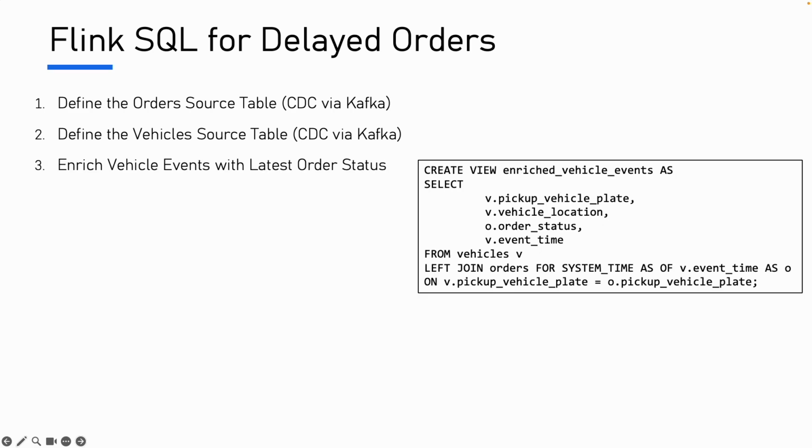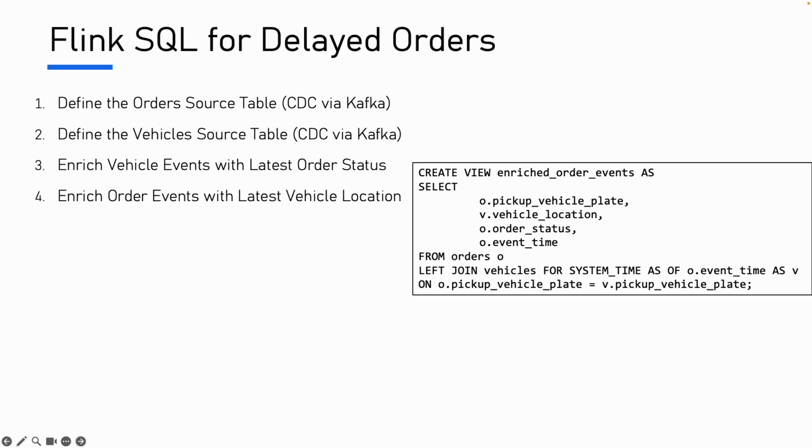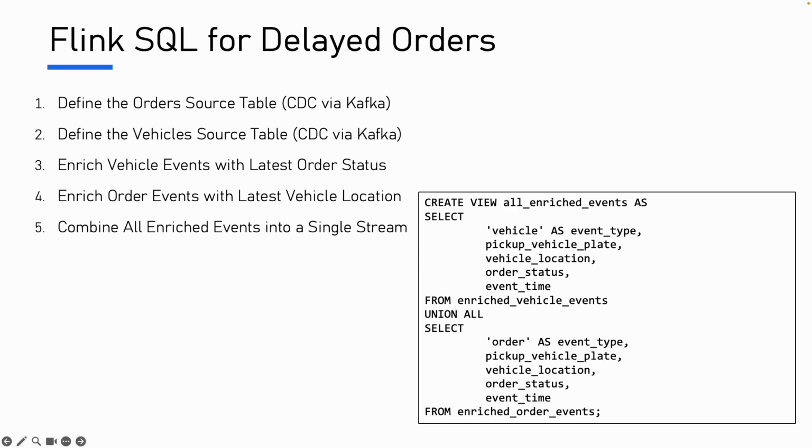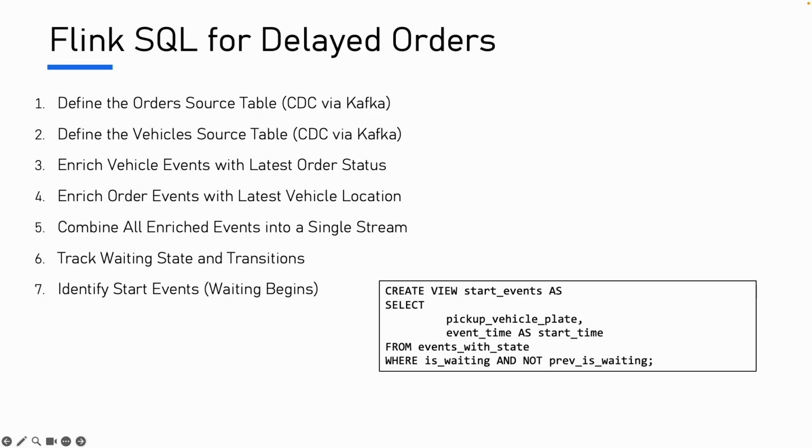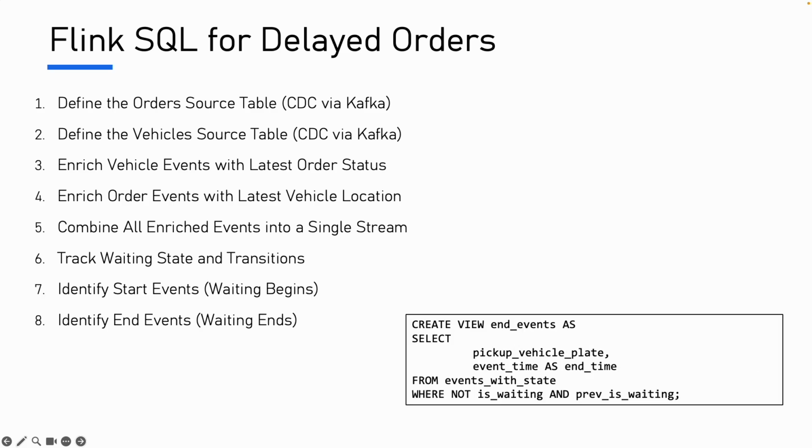We would need to enrich the vehicle events with the latest order status. Likewise, also enrich the order events with the latest vehicle status, and then combine all these events into a single stream. We then need to track the waiting state and the transitions. For this, we first need to identify when the waiting begins, and then when it ends.